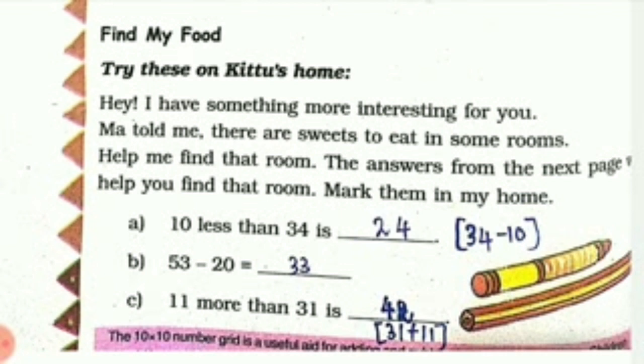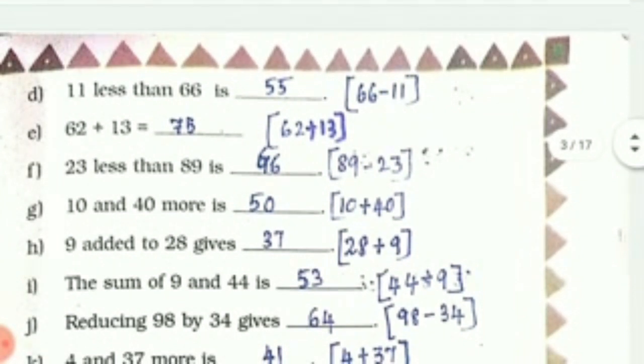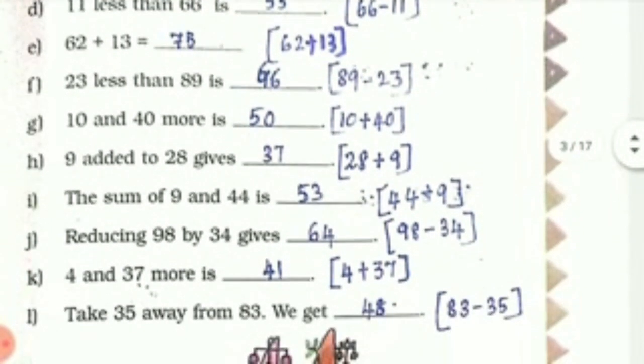53 minus 20 is 33. 11 more than 31, that is 31 plus 11 is 42. 11 less than 66, 66 minus 11 is 55. 62 plus 13 is 75. 23 less than 89 is 66. 10 and 40 more is 50. So you have to add 10 plus 40. 9 plus 28 is 37. The sum of 9 and 44 is 53.